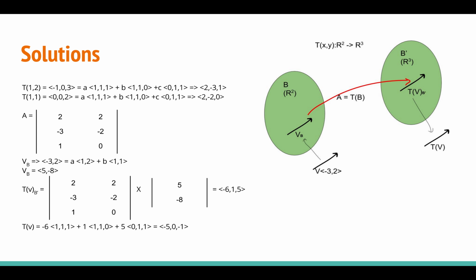And then we convert our vector from standard basis to the basis of B, which is again the vector space we're transforming from. And once we do that, it's pretty simple. We just multiply the transformation matrix to that vector, and we end up with our transformation vector in terms of B prime. And then we can bring it back to standard form by expanding it out and multiplying each of the coordinates to the corresponding standard basis.